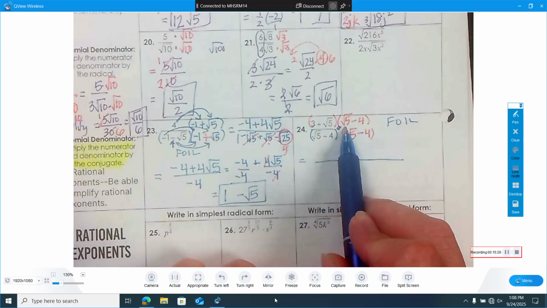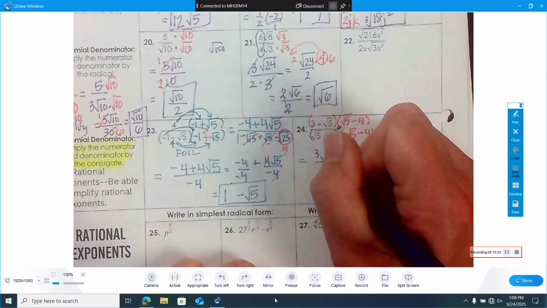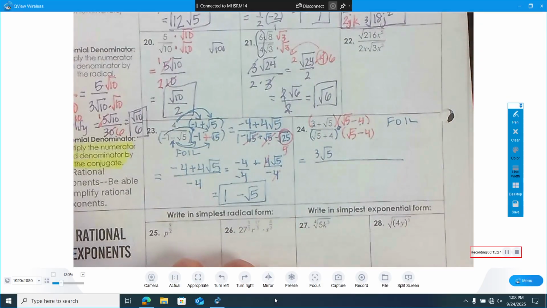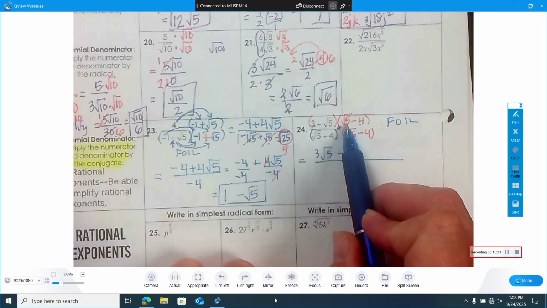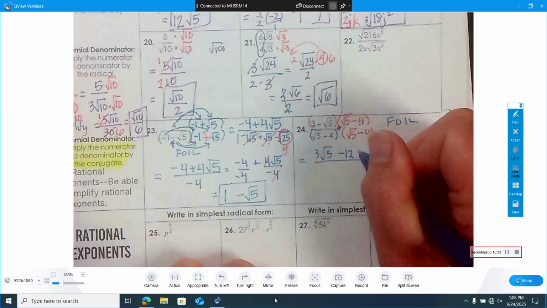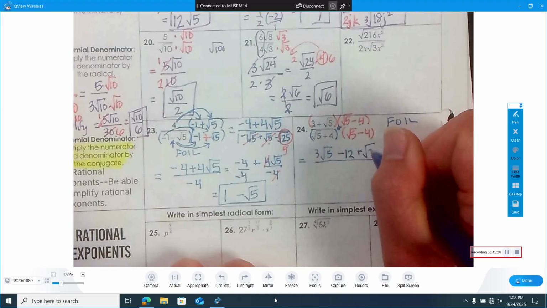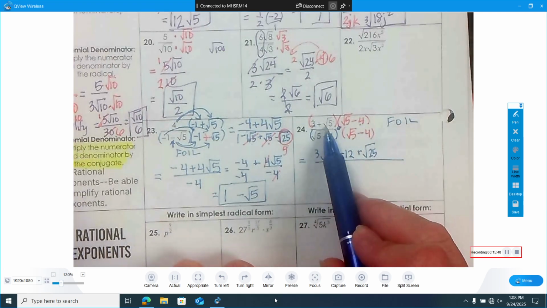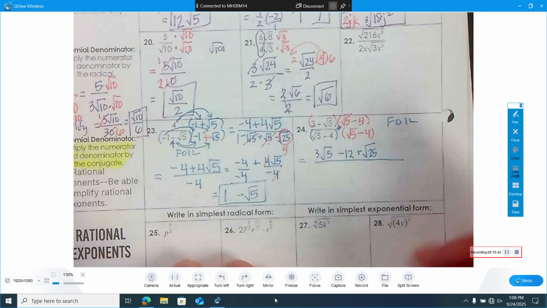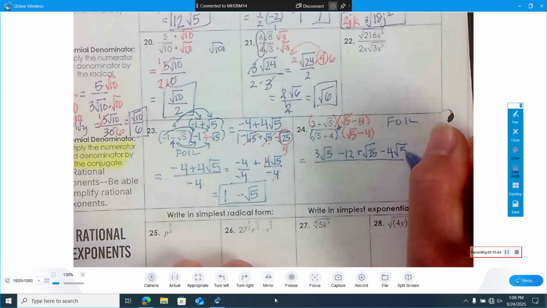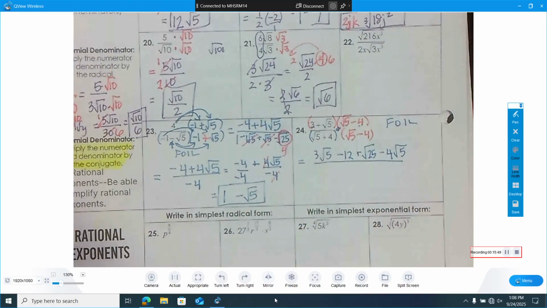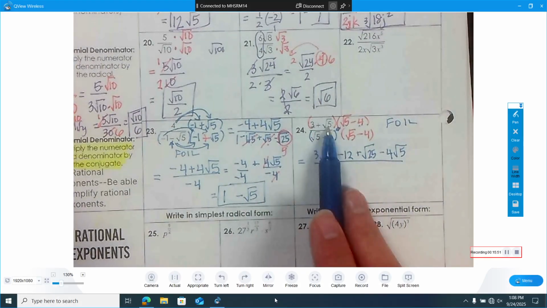3 times radical 5, 3 radical 5. 3 times negative 4, negative 12. Radical 5 times radical 5, positive radical 25. And of course, you could simplify that if you wanted to, but I'm not going to. And then radical 5 times negative 4, negative 4 radical 5. Good. And again, that's just distributing the 3 and then distributing the radical 5.